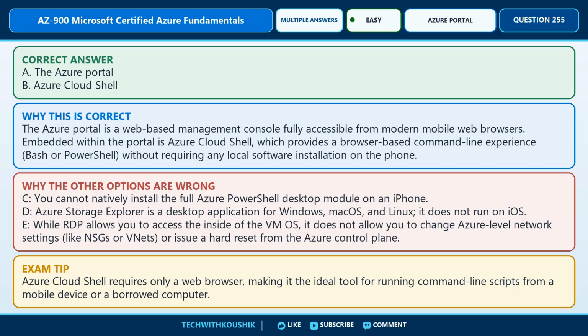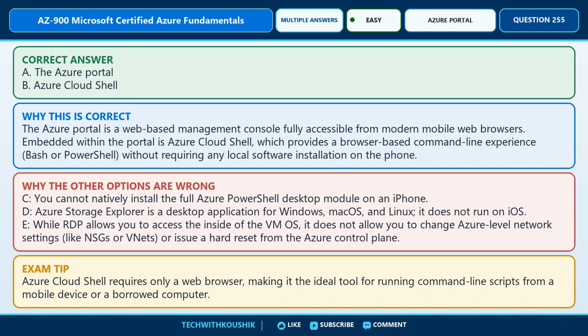You should choose option A, the Azure portal, and option B, Azure Cloud Shell. Let's look at the reasoning. The Azure portal is a web-based management console fully accessible from modern mobile web browsers. Embedded within the portal is Azure Cloud Shell, which provides a browser-based command line experience, Bash or PowerShell, without requiring any local software installation on the phone.